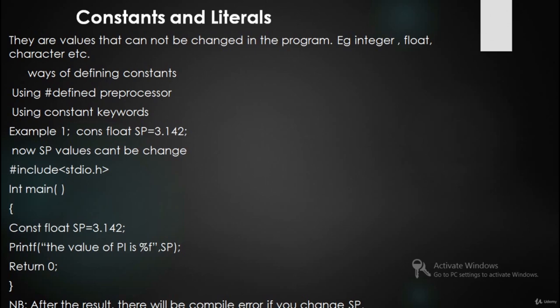Now let's learn about ways of defining constants. We can either use the #define preprocessor to define a constant, and then we can also use the const keyword to define a constant. Example one. You can write something like this: the keyword const, then float SP equals 3.142. Now the SP value cannot be changed. The value, once it has been assigned as constant, cannot be changed in the course of our process. So let's try to build this program in our Code::Blocks and see.